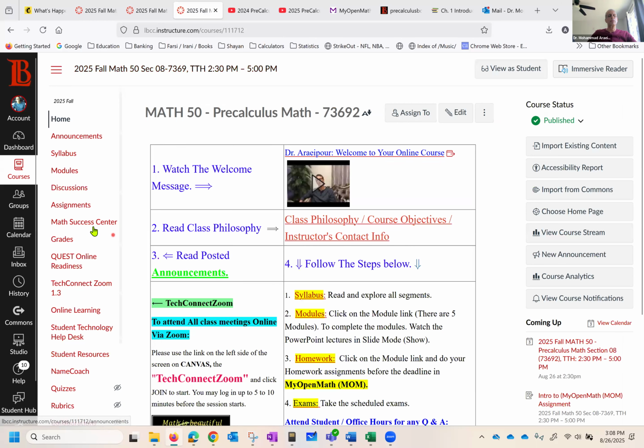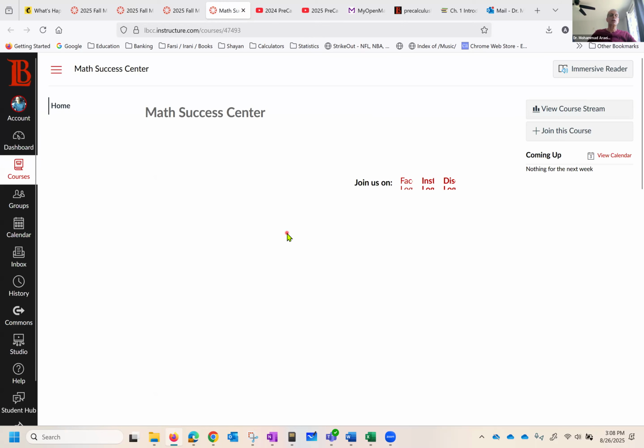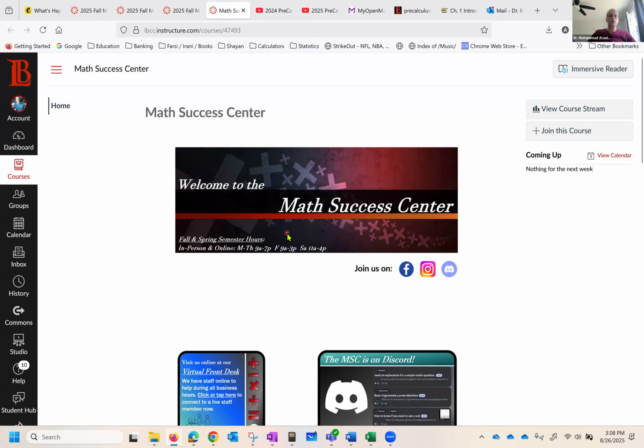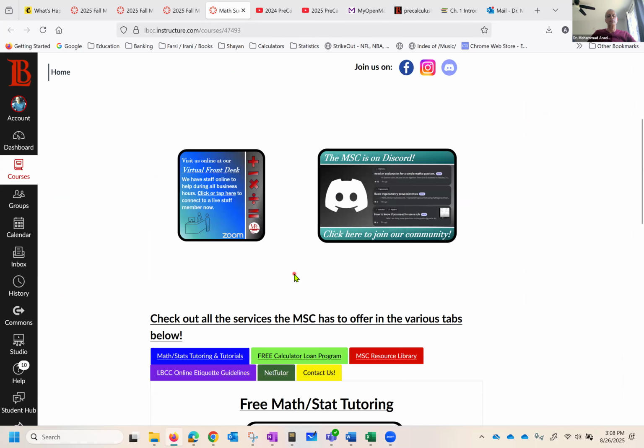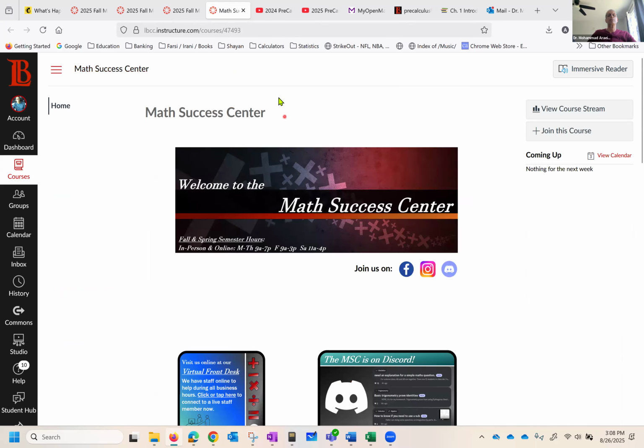And one more thing is the Math Success Center. You have all the information here that you need, whether it's about their hours, their front desk, how to contact them, and all the free stuff they have to offer, including a free calculator loan program.